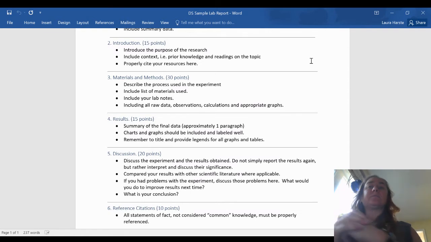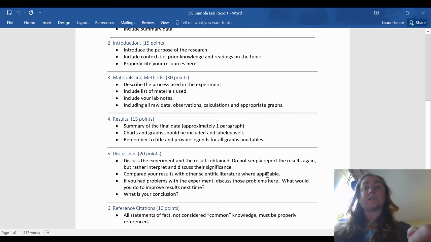Then in our next section, where 15 points is your results, that is where I want to see the charts, the graphs, the summary of all of your data. What did you get? Make sure that you label those graphs and tables real well so that we see exactly what you gained from your research.